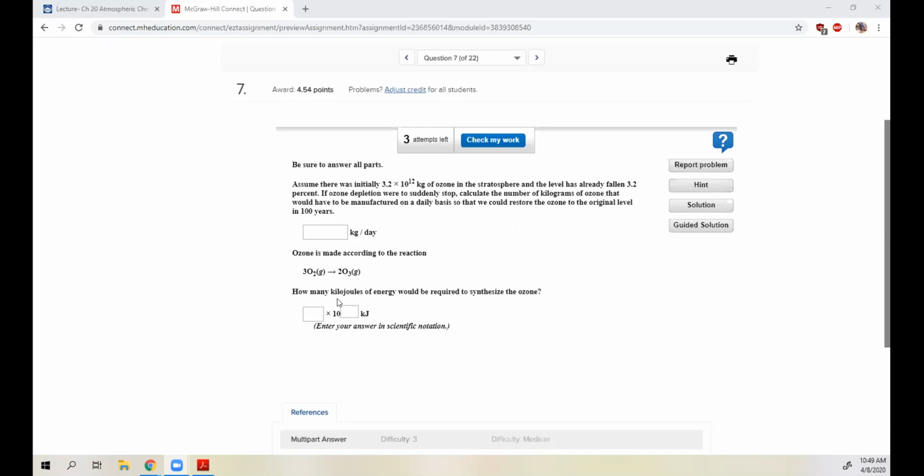From there, we want to look at how much energy that would be. And then we have a reaction down here, so we'd have to figure out how much energy that's going to require for us to do that part as well. So we're going to start with the first part. Let's figure out how much ozone we need to make first, and then we'll look at the second part, which is how much energy we need for it.